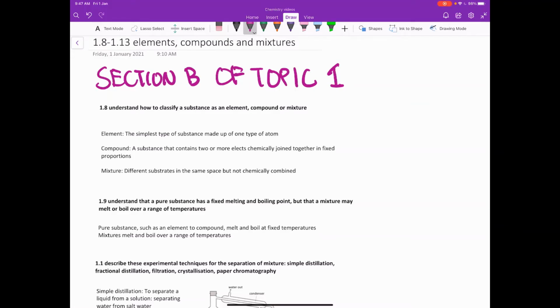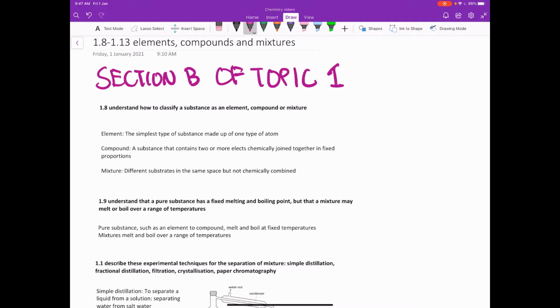Hello, my name is Minkyu and we'll be covering section B of topic 1 in IGCSE chemistry in Edexcel, which is 1.8 to 1.13. We'll start off with 1.8, which is to understand how to classify a substance as an element, compound, or mixture.